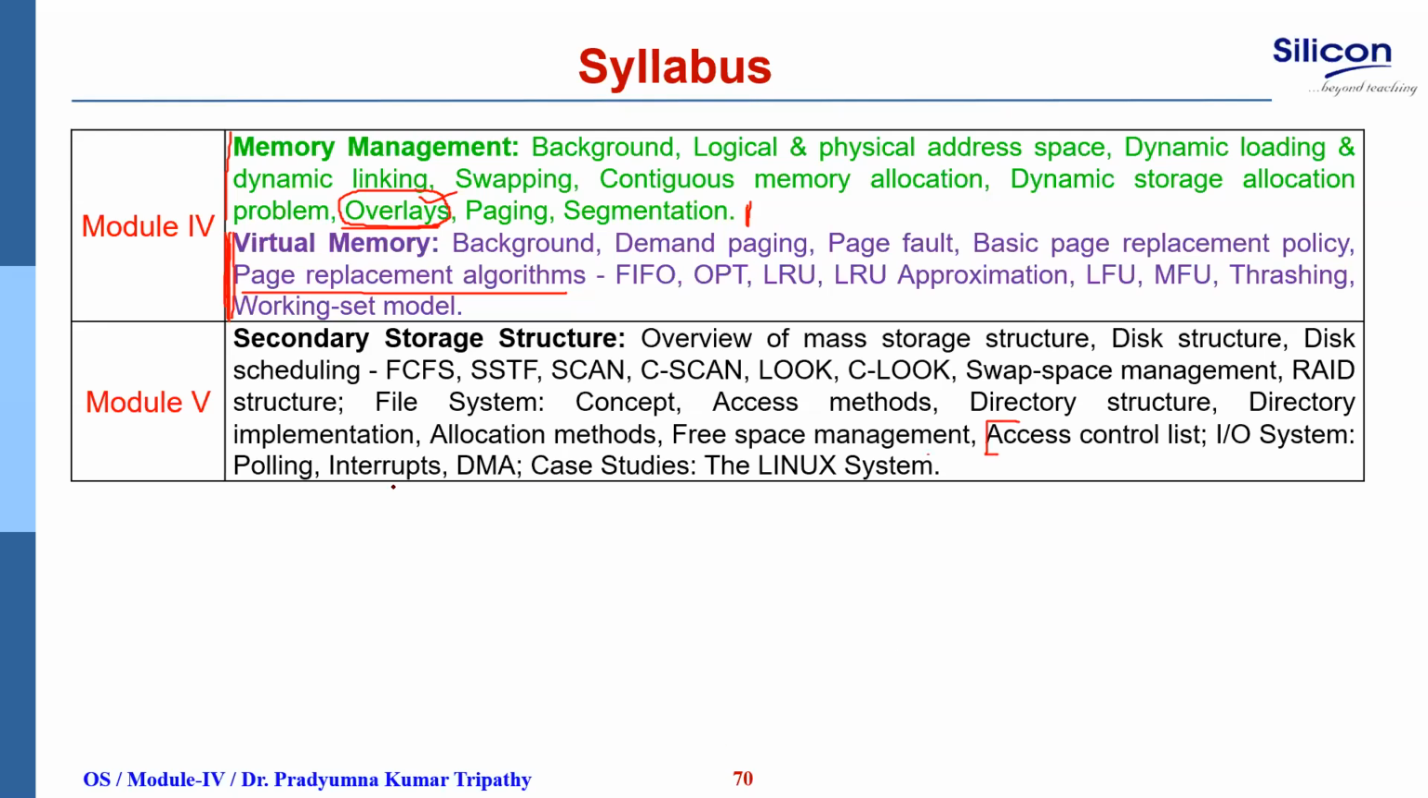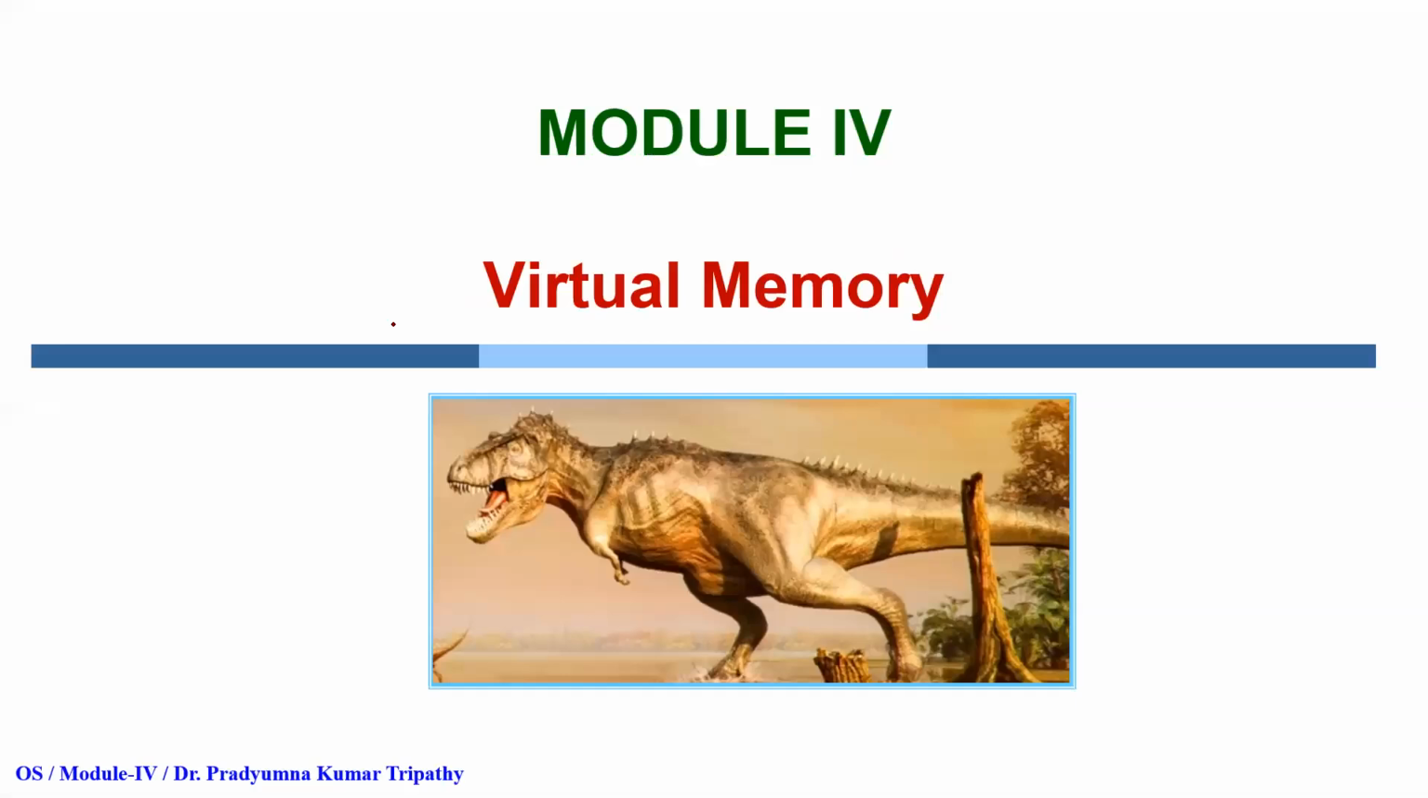For module 5, we said architecture, the IO system, polling, interrupt, DMA, this is for self-reading. This part is for self-reading. Correct? And we'll have discussion on these problems and all. So anyway, we'll go for the virtual memory.